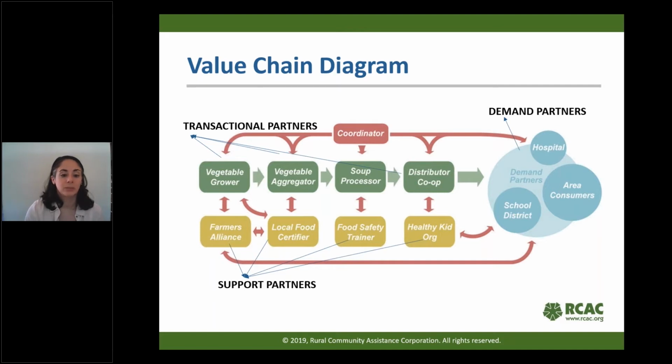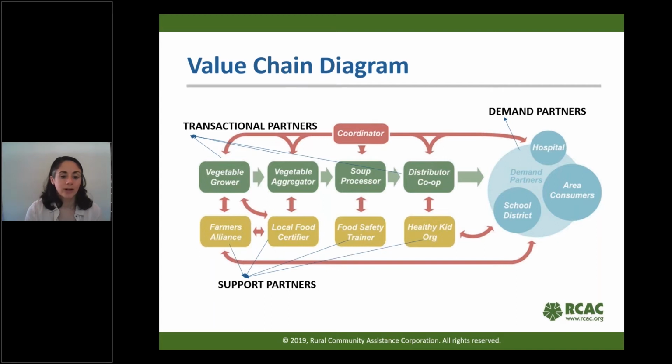Support partners can support multiple partners throughout the process. For example, the local food certifier works with the vegetable grower and the aggregator and the Farmers Alliance. As you can see, although the green arrows all move towards the demand partners as the vegetables become soup and eventually reach the consumer, the red arrows go in all different directions, indicating that communication flows back and forth through the partners. This communication is key in successful value chains.